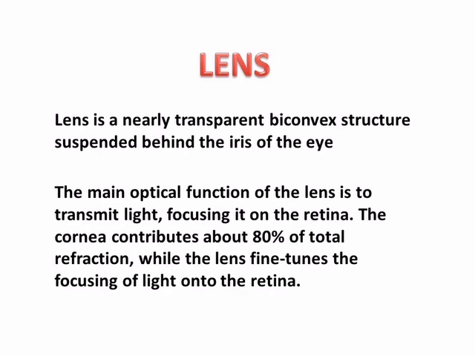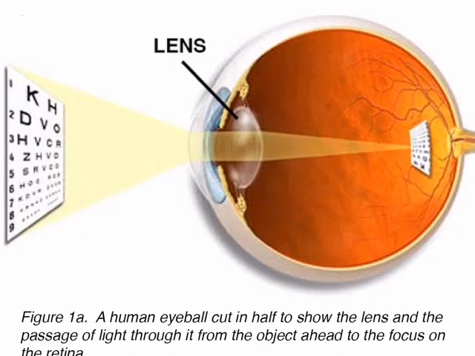Lens. The lens is a nearly transparent biconvex structure suspended behind the iris of the eye. The main optical function of the lens is to transmit light, focusing it on the retina. The cornea contributes about 80% of total refraction, while the lens fine-tunes the focusing of light onto the retina. This is the picture of the lens focusing the image.